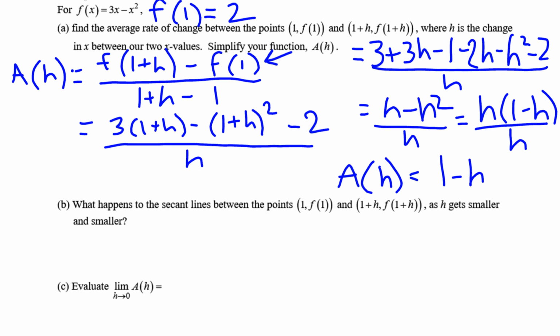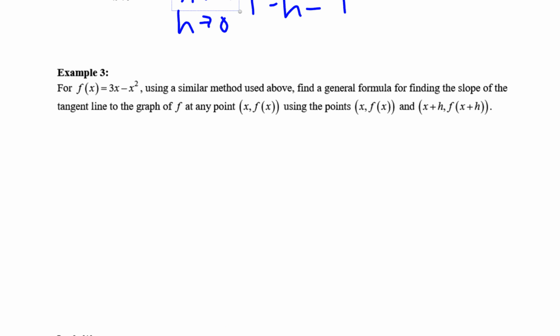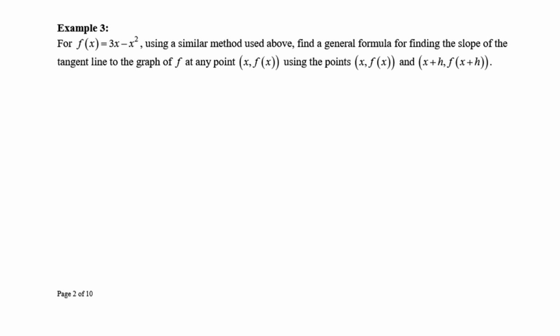What happens to the secant lines between the points as h gets smaller and smaller? Remember, those secant lines kind of start building closer and closer and closer and matching that tangent line. So now we're going to evaluate the limit as h approaches 0. So the limit as h approaches 0 of 1 minus h is 1. So that is what this whole chapter's based on, this tangent line problem. We're trying to figure out the slope of a tangent line. How fast is something changing at one specific point?